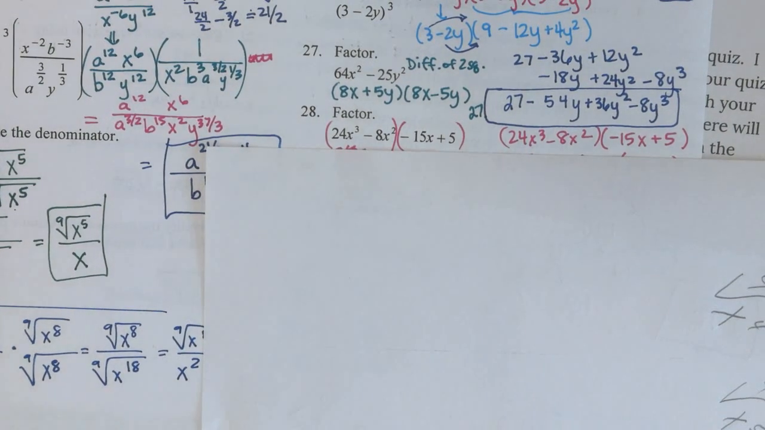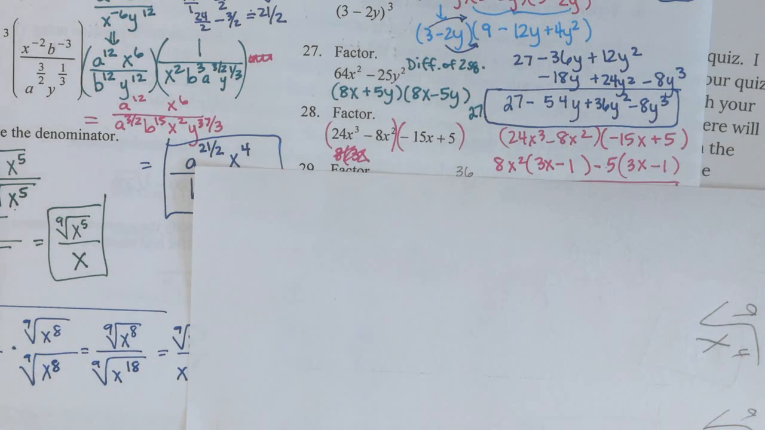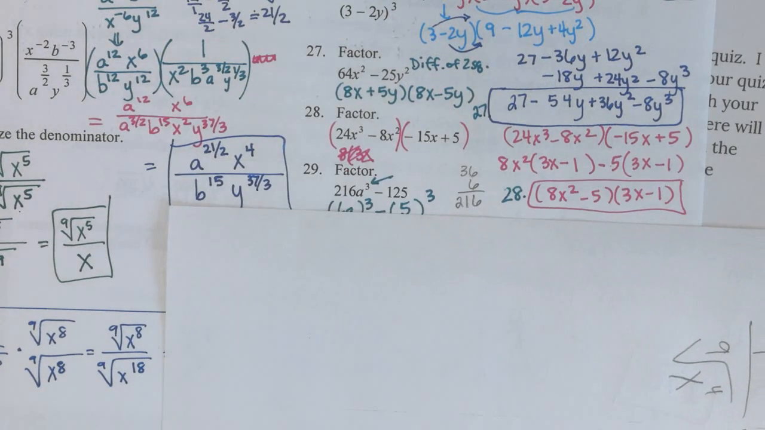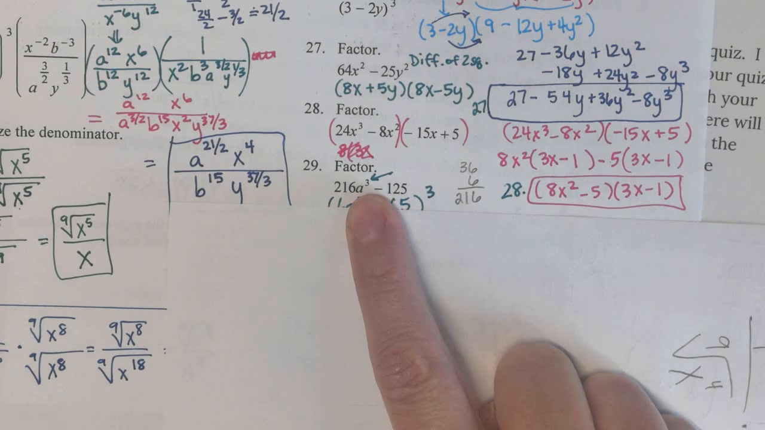Grouping. So you group the first 2, group the second 2, take out the LCD, and then if these 2 match, then you know you've done it right. Okay, so 8x squared minus 5 times 3x minus 1. Why do I have an arrow pointing to the 3? What am I trying to tell you?